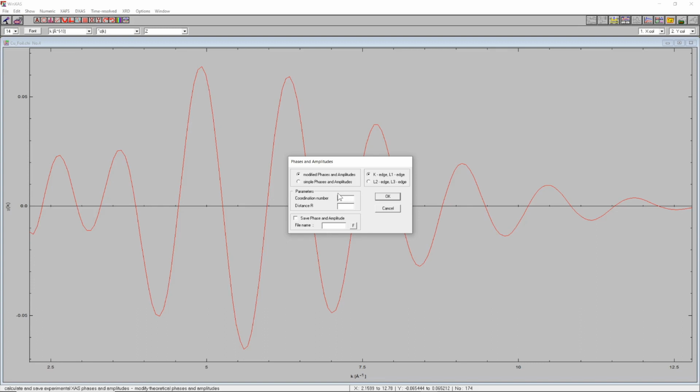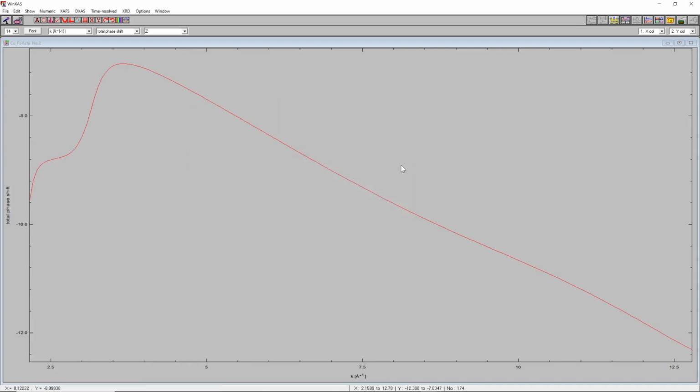So in copper metal, the first shell is the coordination number of 12 and a distance of 2.54 angstrom. We want to save phases and amplitudes because we want to use them later for EXAFS simulation and refinement, and we just call them copper. Okay, so this is the phase and amplitude. Both files now have been saved and can be used for EXAFS simulation and refinement.